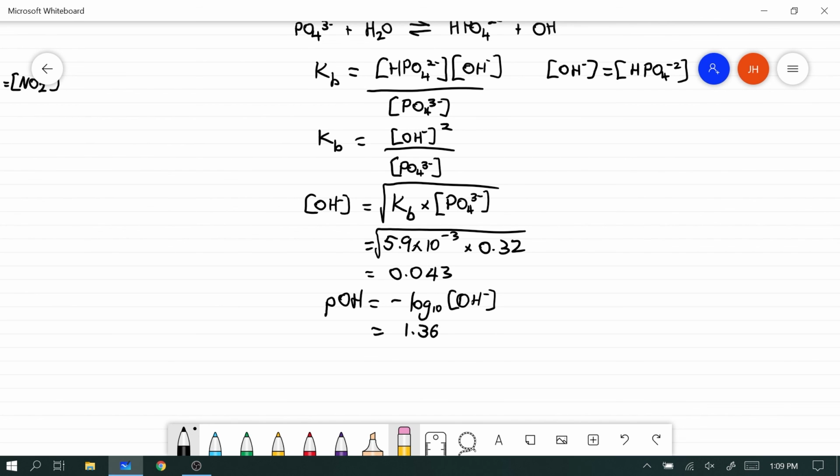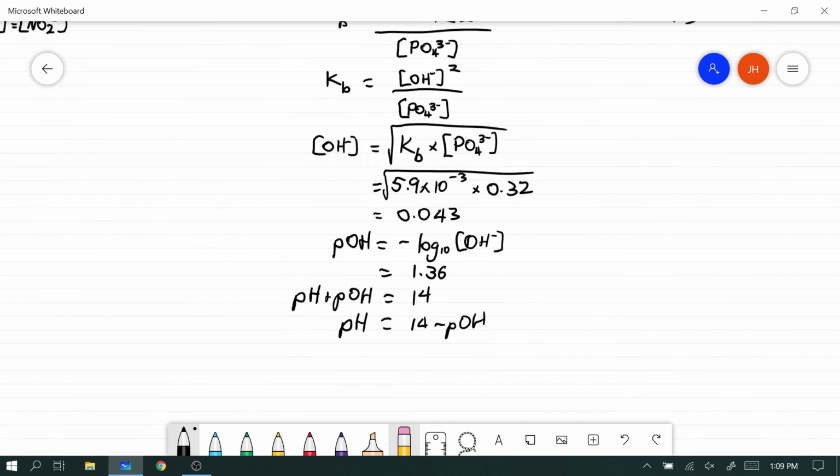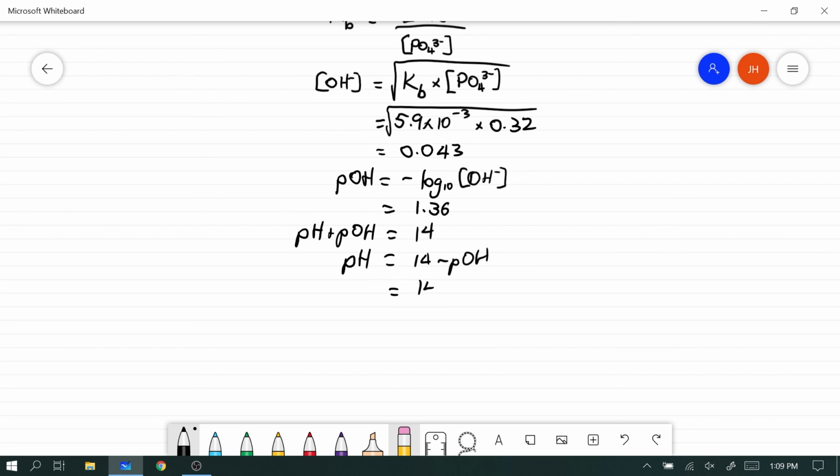Next thing that I'm going to do is convert to pH. So pH plus pOH is equal to 14. pH is equal to 14 minus pOH, which is 14 minus 1.36. And that is equal to 12.64.